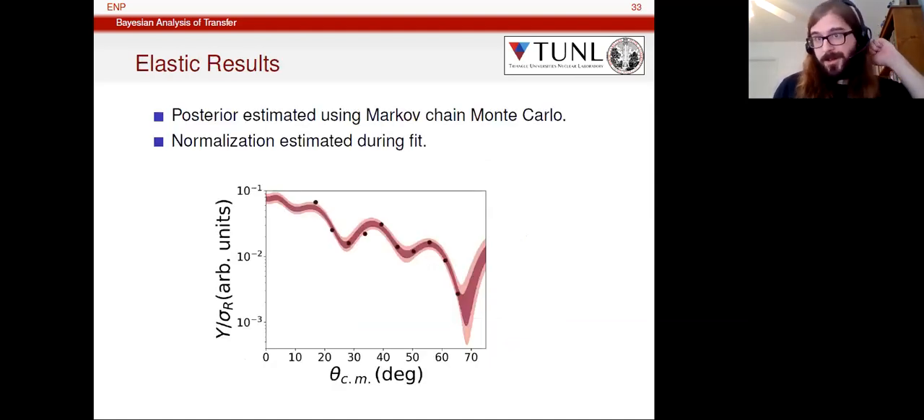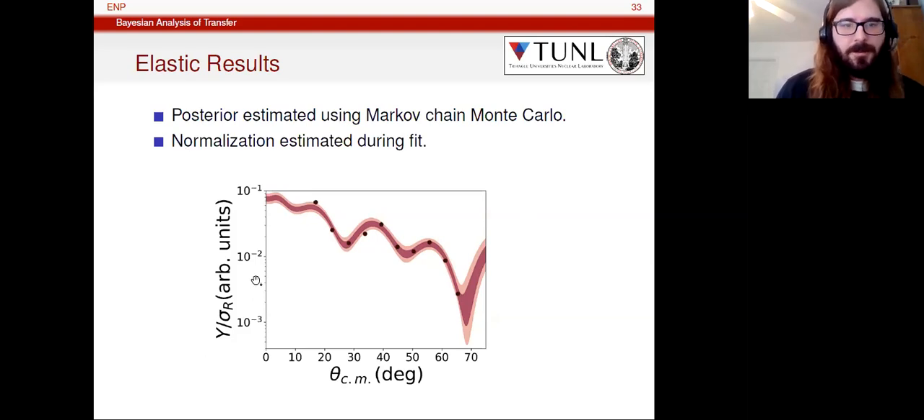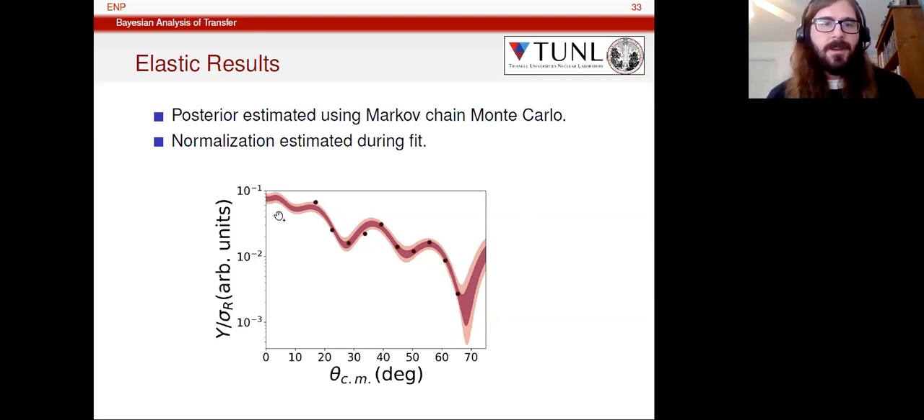Okay, and so we can just apply this to the data that we have for sodium-23. The way that's going to work is that we're going to use Markov chain Monte Carlo, which I'm not going to go into right now, but this posterior is a very complicated function that we need to estimate somehow, and the way you do that is Markov chain Monte Carlo. Again, the normalization was estimated during the fit. If we look over here on the left, you'll still see that this is some arbitrary unit over a ratio to Rutherford. So we have this normalization parameter, but it's still difficult to plot all these things in one typical cross-section plot.